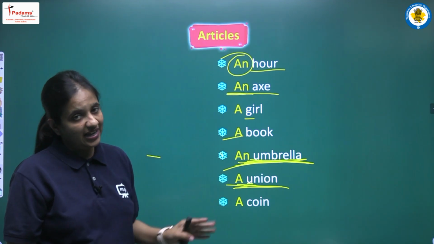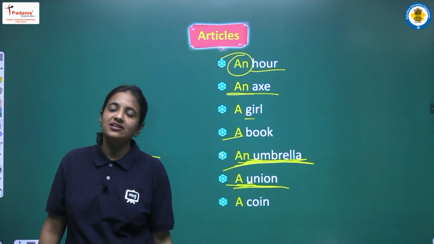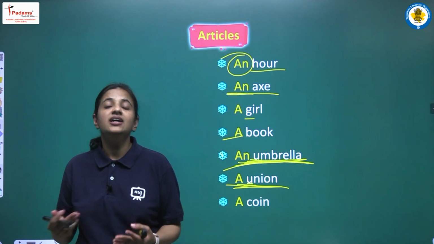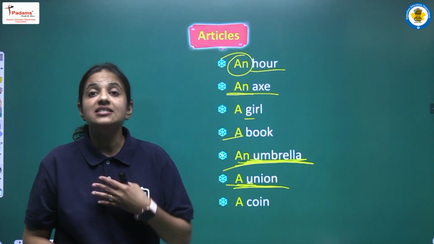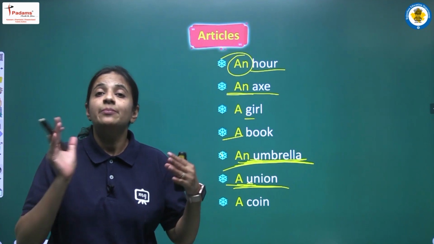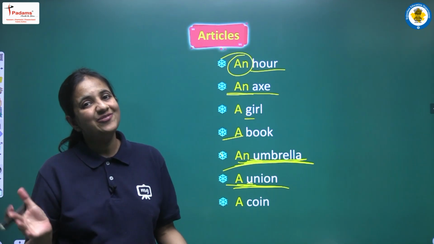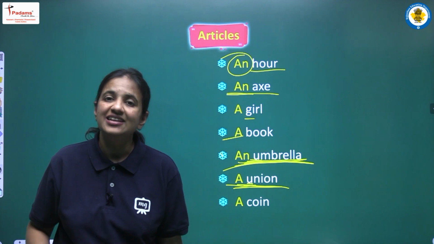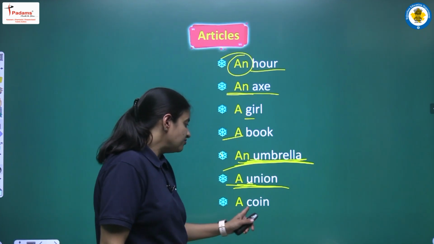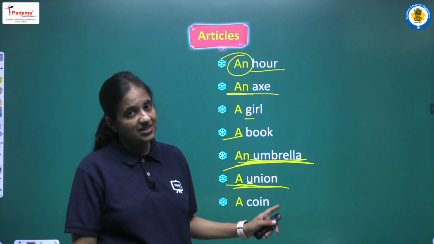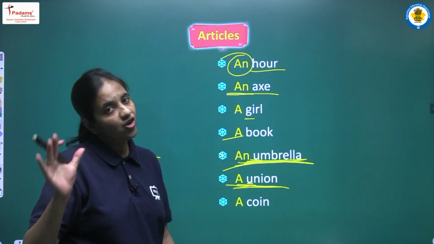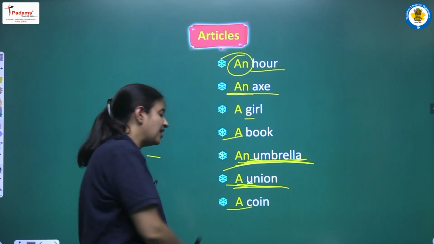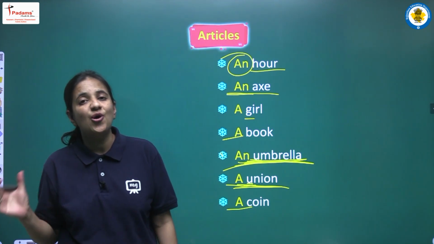Okay, so again I am repeating, it doesn't matter what the spelling is or what the starting alphabet is, we have to be careful about the starting sound. We have to look at the pronunciation, and according to that we have to use the articles. Clear? Next we are having coin. So yes, the starting sound of coin is k, that is again a consonant sound, and for that we are having a here before coin.